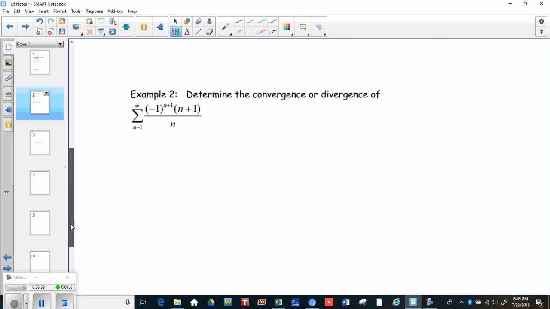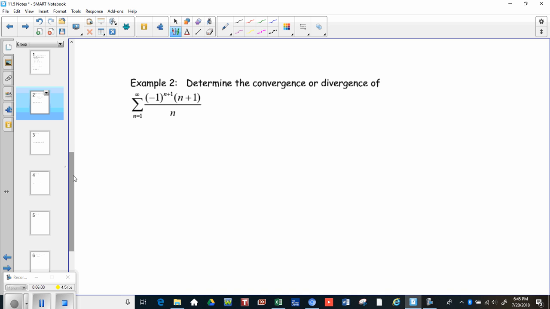Like this one. Okay, determine the convergence or the divergence of this series right here. So if we take a look, first thing we're going to do is look at the limit. Because it's alternating, and I can tell that it's alternating, we're going to go straight to the alternating series test. No need to try anything else yet. The absolute value of this is just going to be n plus 1 over n, because the absolute value takes care of the negative 1 part. You don't have to worry about that.